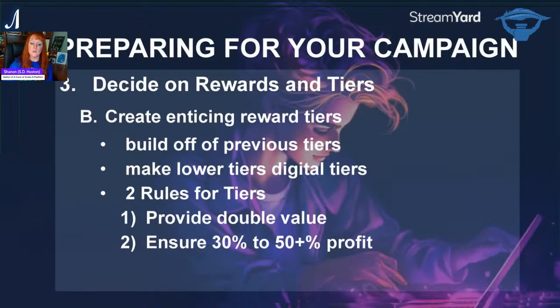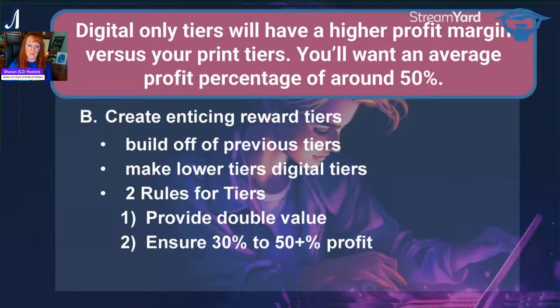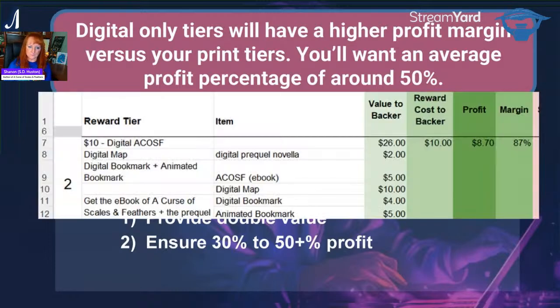The second thing is you want to ensure that you have a 30 to 50% or more profit on your tiers. And this is where people want to use their digital tiers, because in digital tiers, you make more profit, right? You can have a higher profit margin. You want to have an average of around 50% though. If you see here, this is the one I just showed you. That's how much, value to the backer. And it was an 87% margin, because the cost of actually delivering it to my backers was little.